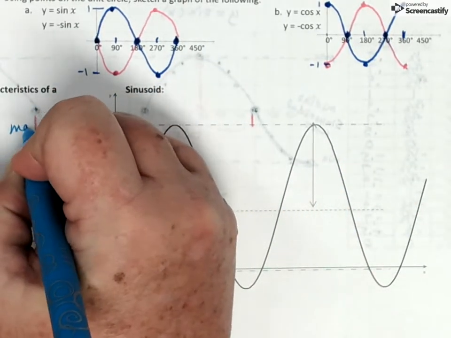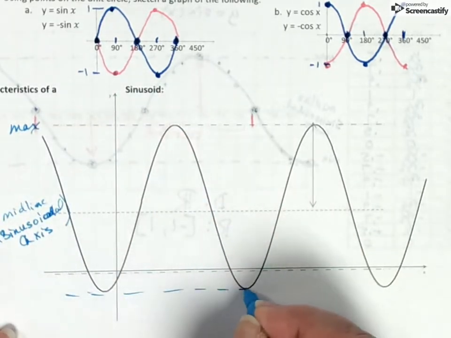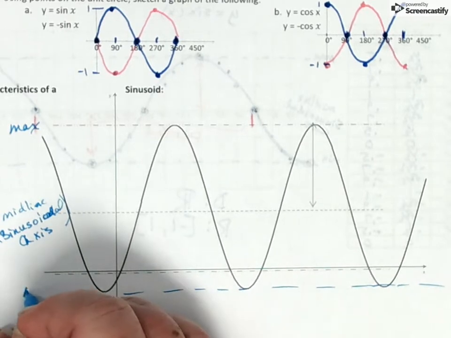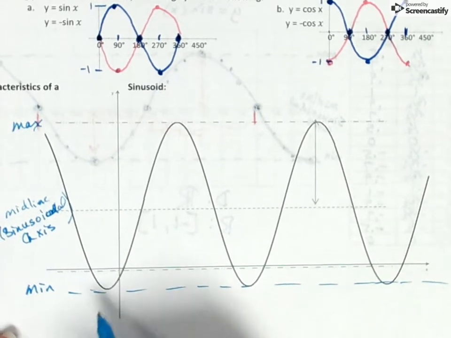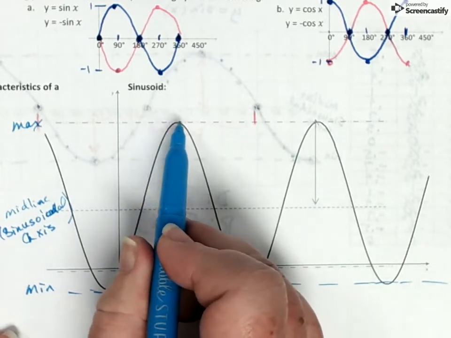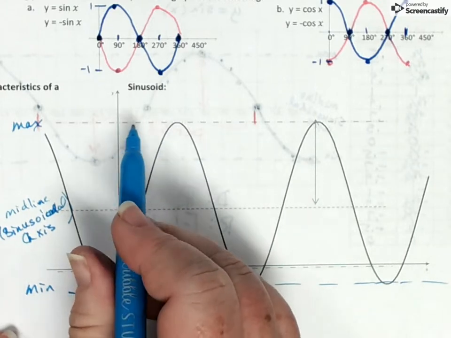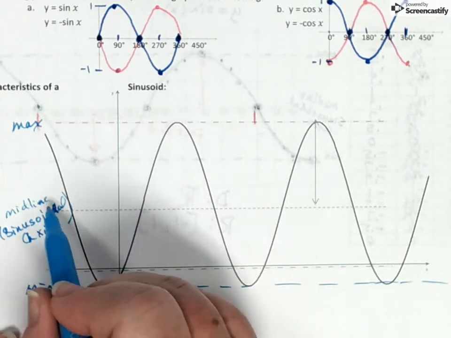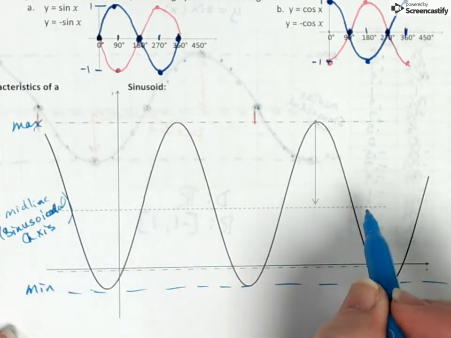This line up here is my maximum, and this one's drawn in the wrong place, so make sure you fix it. It actually goes underneath the bottom, and that's the minimum. So if I was going to list the range of this graph, whatever this minimum value is would be my lowest, and whatever this maximum value is would be my highest. And that would be my range from minimum to maximum. And this midline, this sinusoidal axis, runs right through the middle.